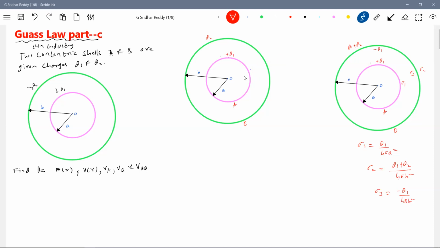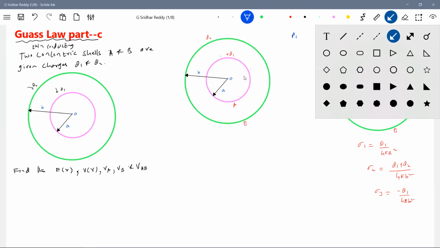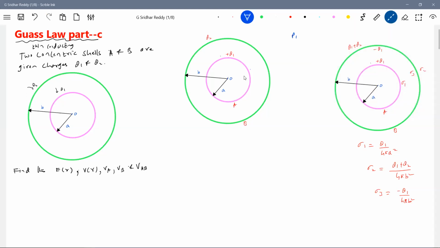Okay, looking at this diagram, first we'll choose the point. Let me choose the point P1. Now, what shall I do? Here this is R1, or shall I write R? So where is the point? This one. So there the electric field I want. What shall I do? I will draw a Gaussian surface.